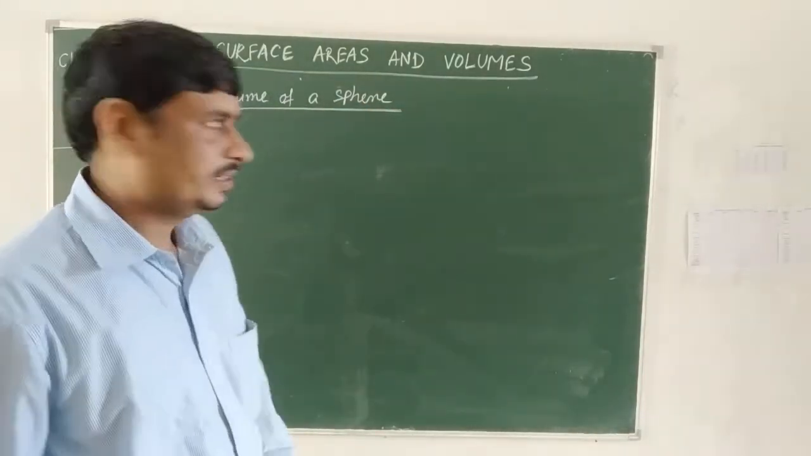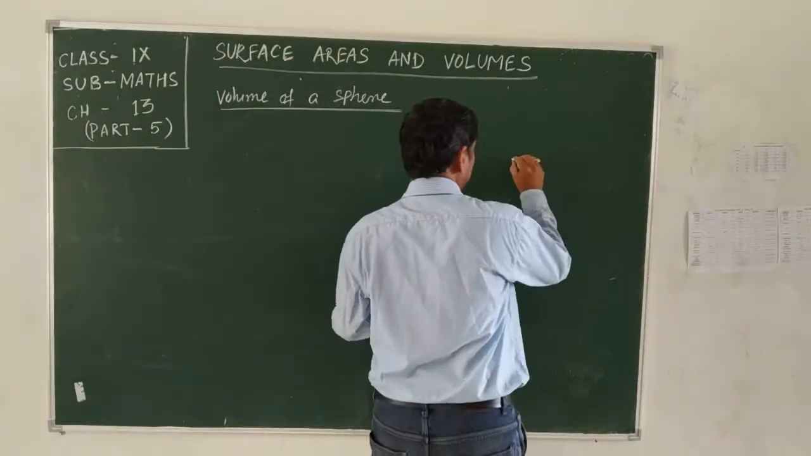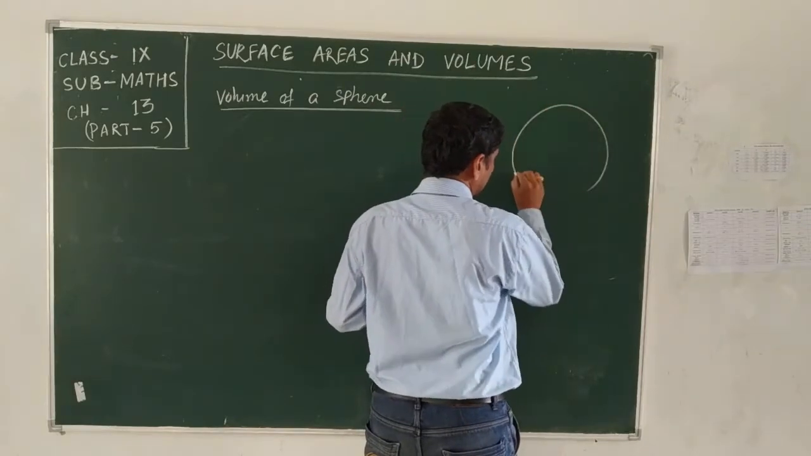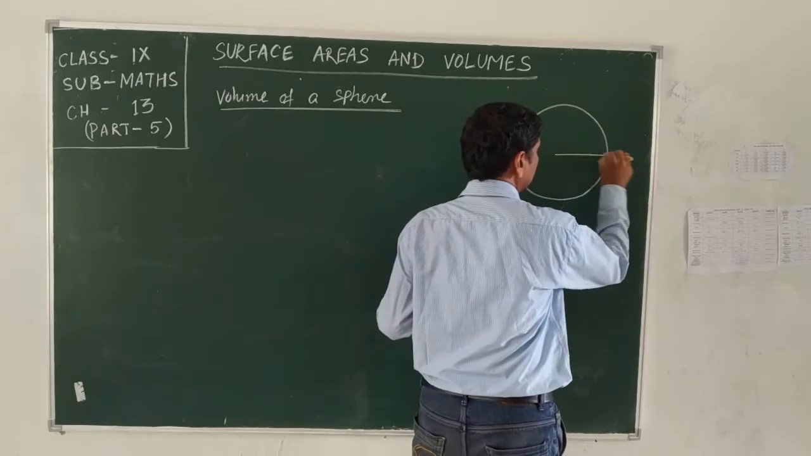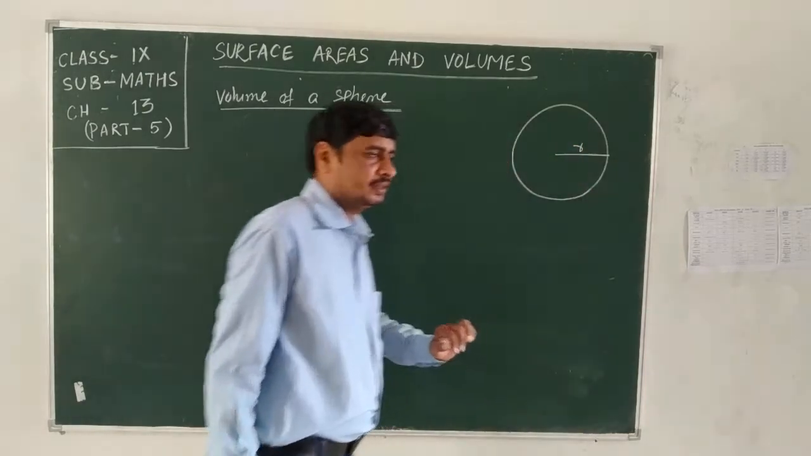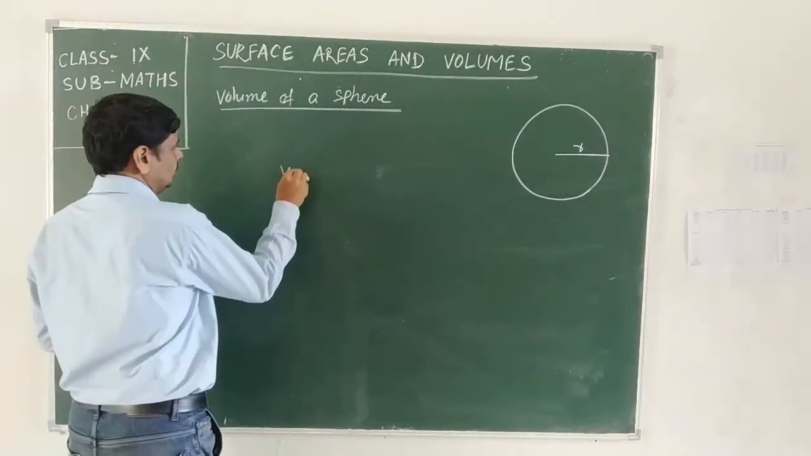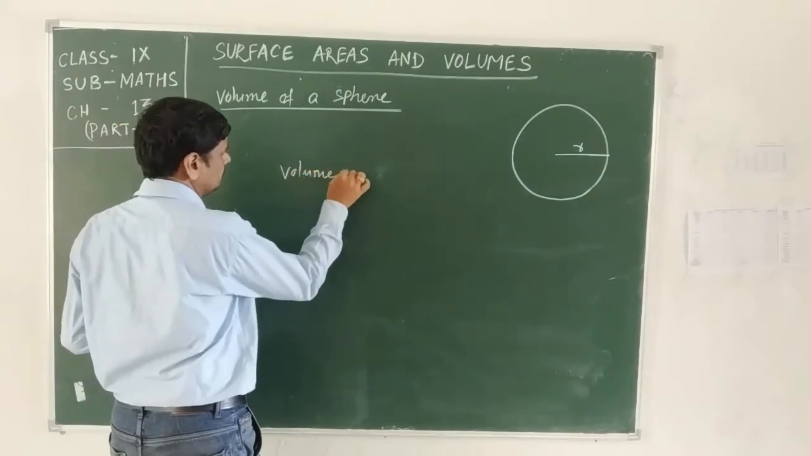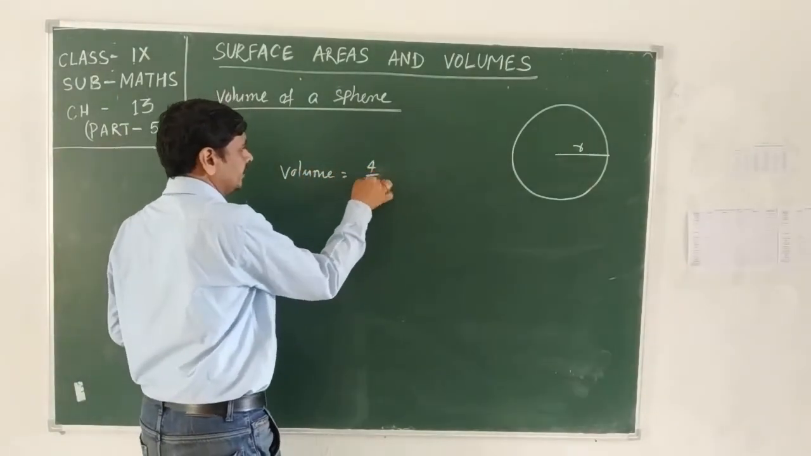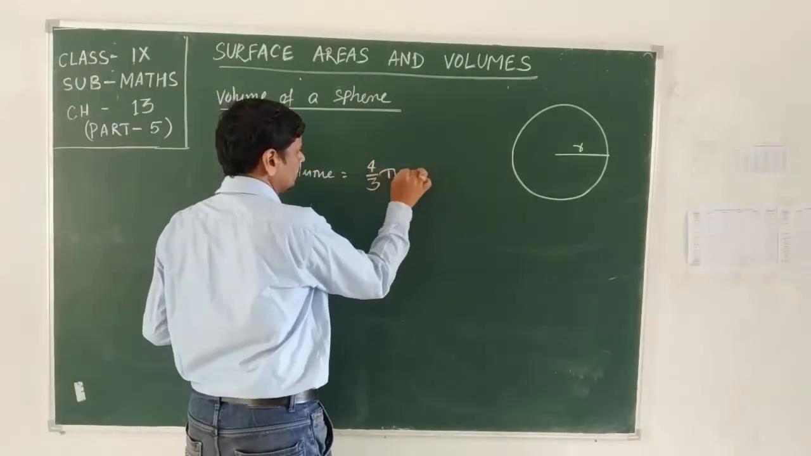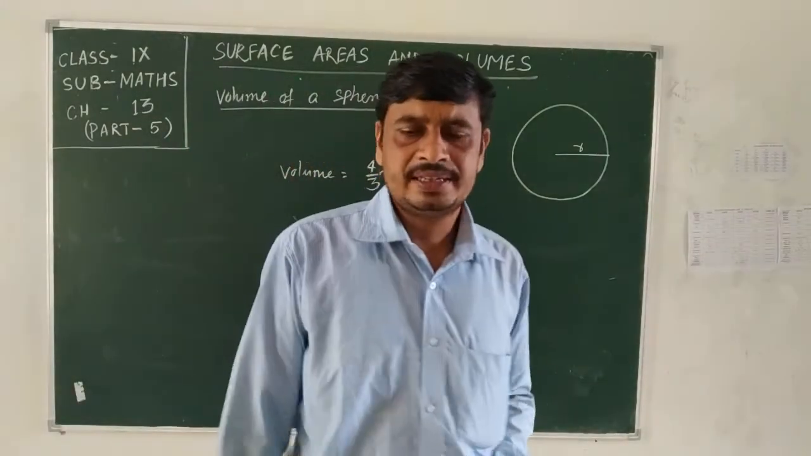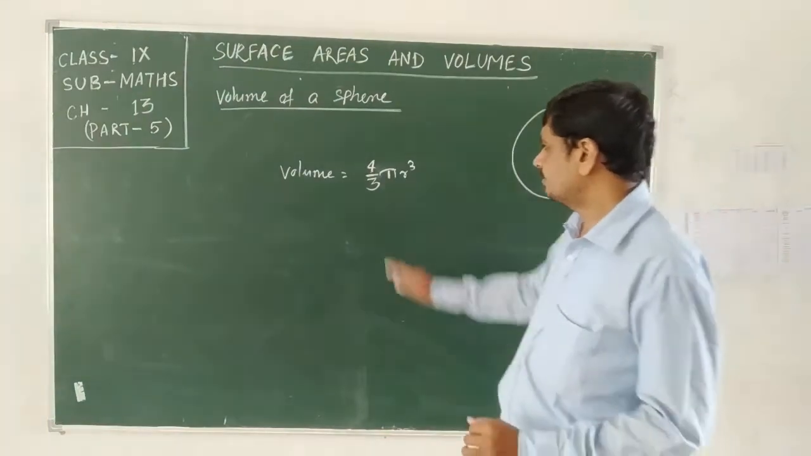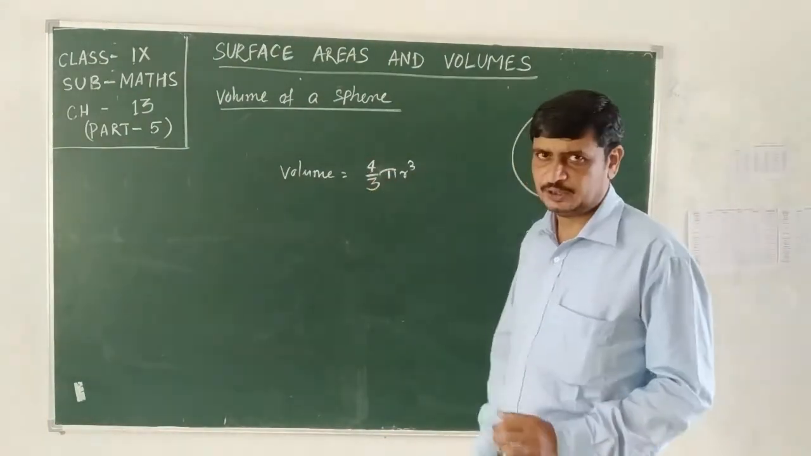Volume of a sphere. It is a sphere with the radius r. Then the volume will be 4 by 3 pi r cube. The volume of a sphere is calculated by using the formula 4 by 3 pi r cube.